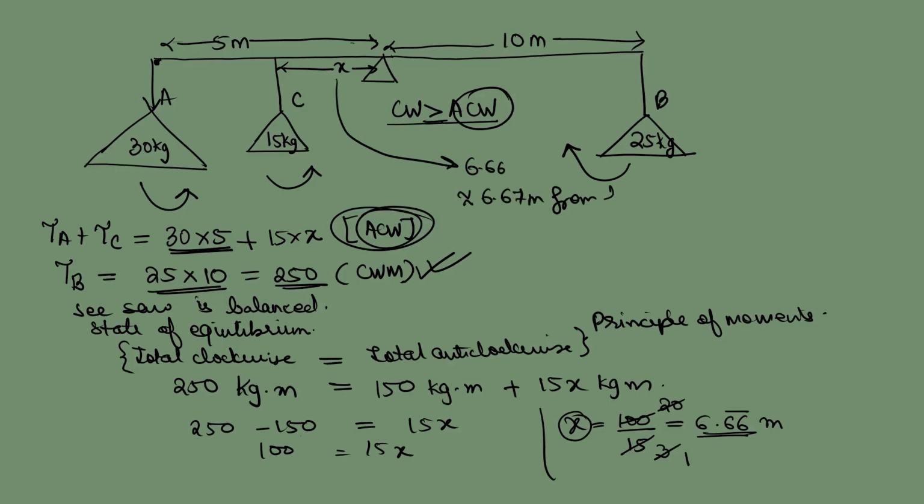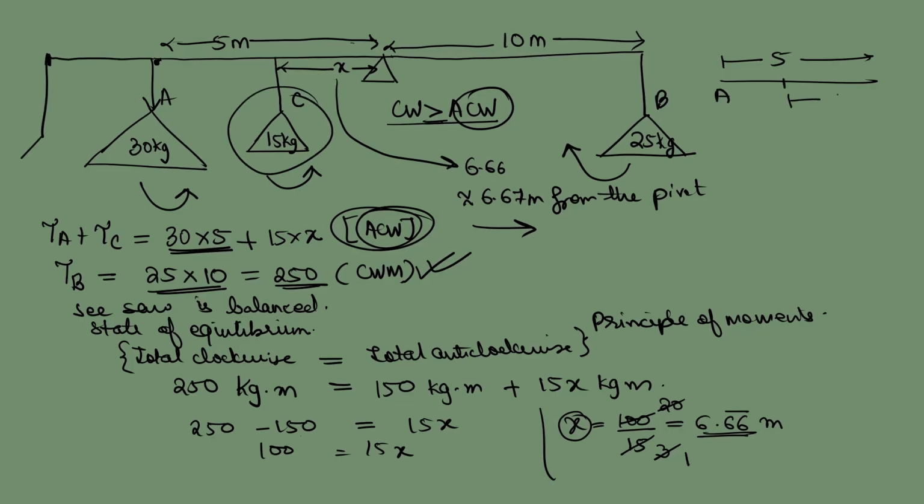What if they ask you at what distance she is sitting from Sid? Sid is at a distance of 5 from the pivot. Ashima is sitting somewhere over here, isn't it? Ashima is sitting here because she is at a distance of 6.67 from the pivot. So how far is she from Sid? She is at a distance of 1.67 from Sid. So your accuracy of calculation completely depends on how well you can draw your schematic diagram.